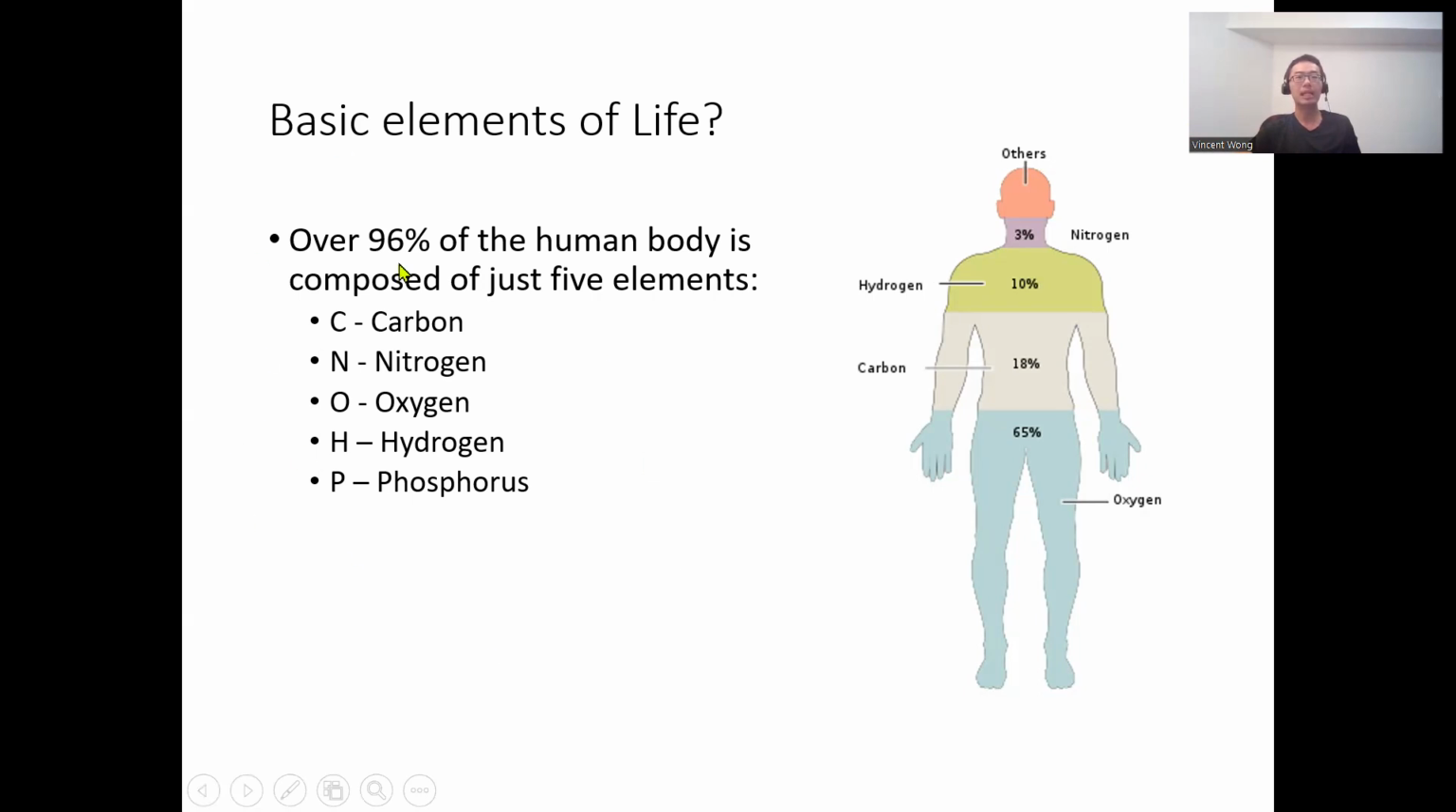So anyway, these are the key elements found in the body, that make up over 96% of what we are. When we learn the macromolecules in the class, we are going to look at what proteins are made up of, and what DNA is made up of. So we will keep in mind what these key elements are as we learn the macromolecules. So what about the rest of the body? What about the remaining 4%?